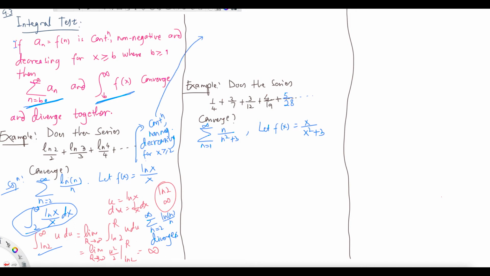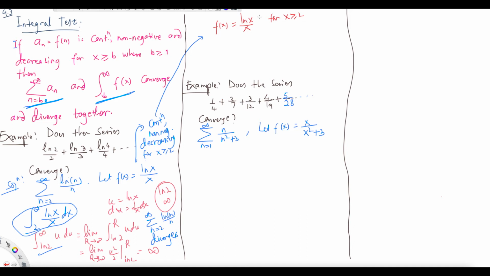Okay, let me use a slightly different color to show the remaining part of the previous example. So this is continuous. How do I show non-negative? What is f of x? F of x is natural log of x over x, right? This is non-negative because for x greater than or equal to 2, it will be non-negative. It is natural log of 2 over 2, natural log of 3 over 3, natural log of 4 over 4, and so on. So this will be non-negative. All of them are positive. That's what I was saying.